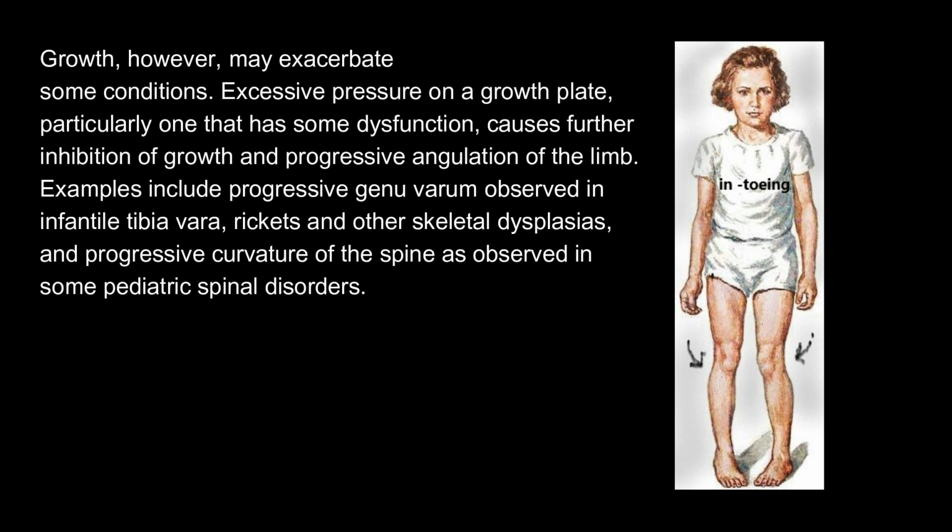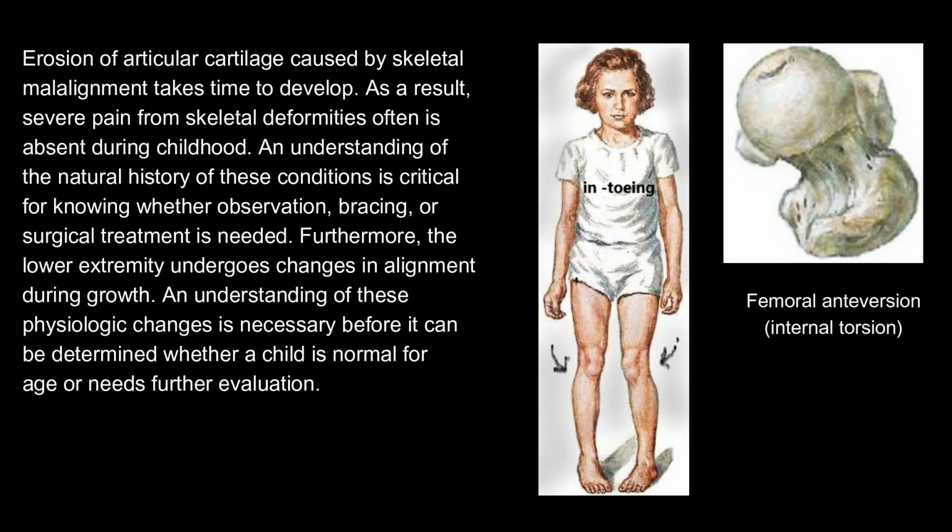Excessive pressure on a growth plate, particularly one that has some dysfunction, causes further inhibition of growth and progressive angulation of the limb. Examples include progressive genu varum observed in infantile tibia vara, rickets and other skeletal dysplasias, and progressive curvature of the spine as observed in some pediatric spinal disorders. Erosion of articular cartilage caused by skeletal malalignment takes time to develop. As a result, severe pain from skeletal deformities often is absent during childhood.